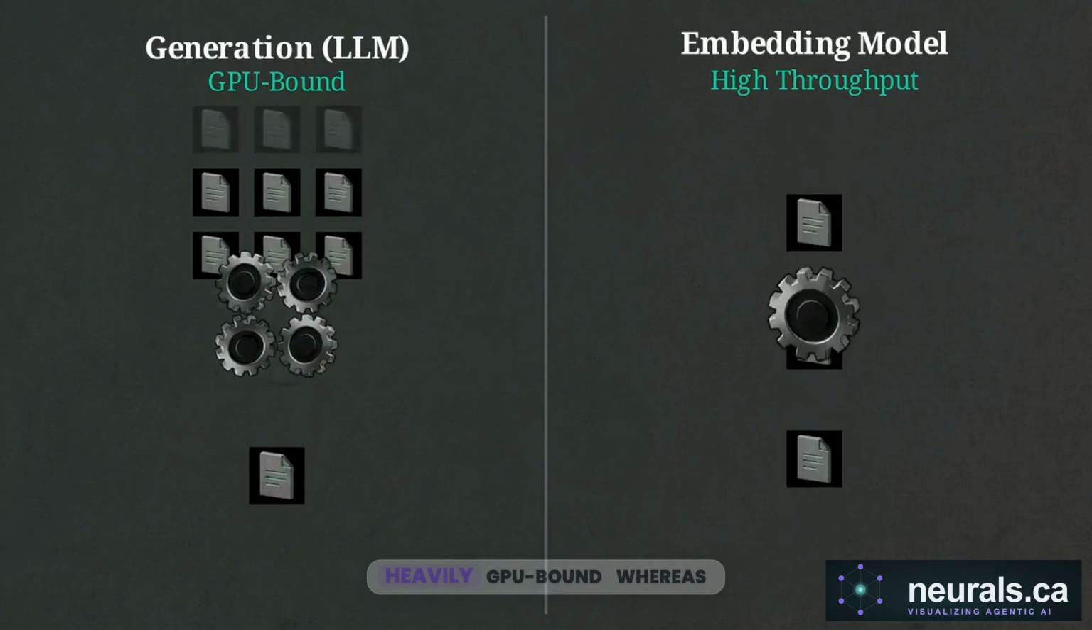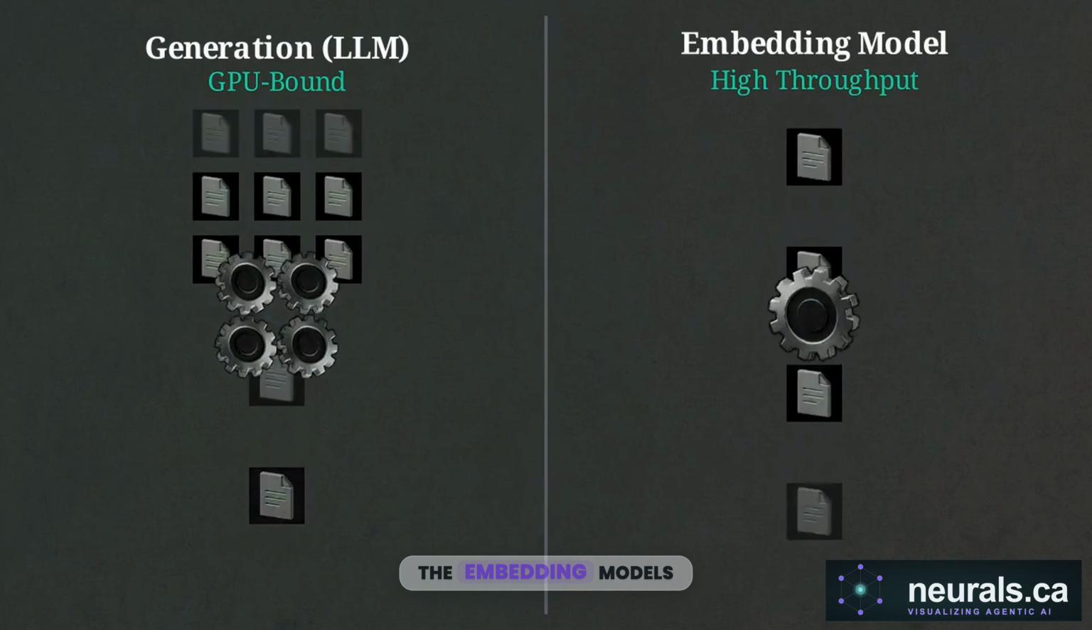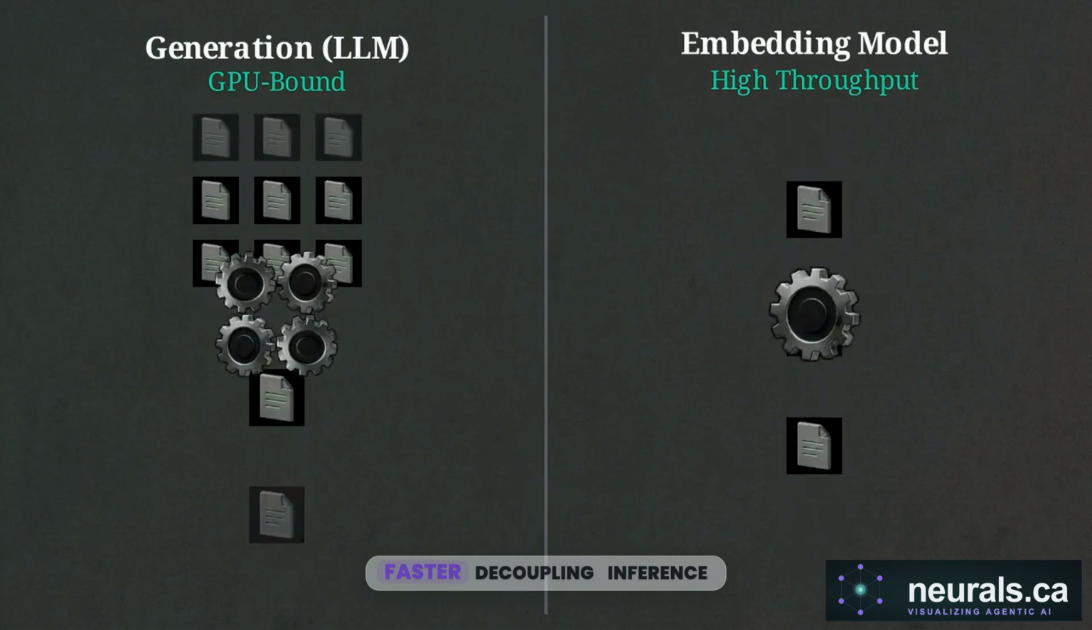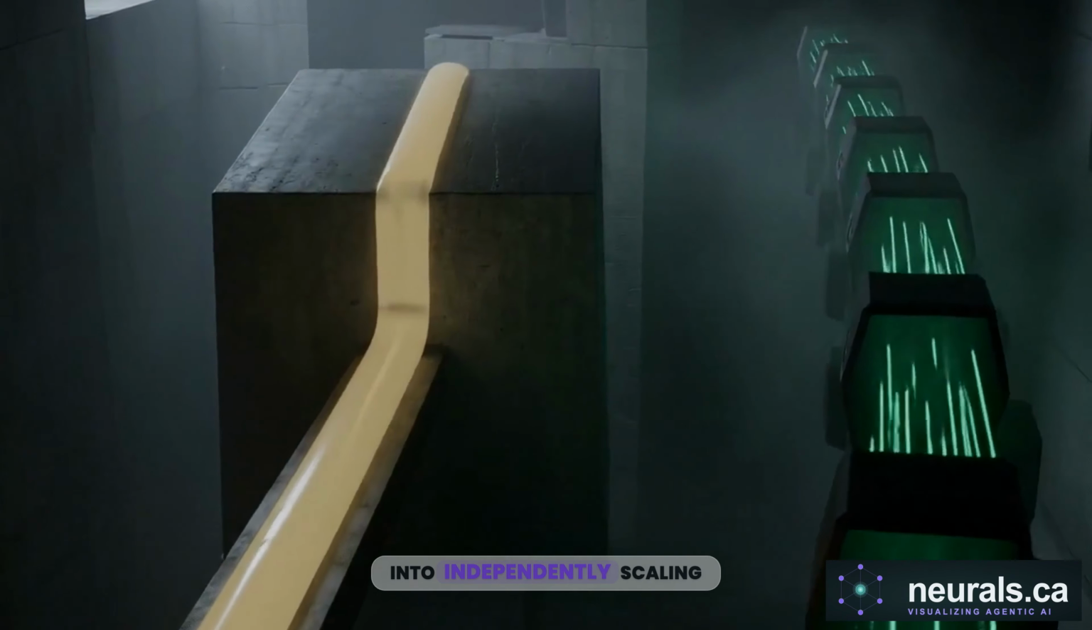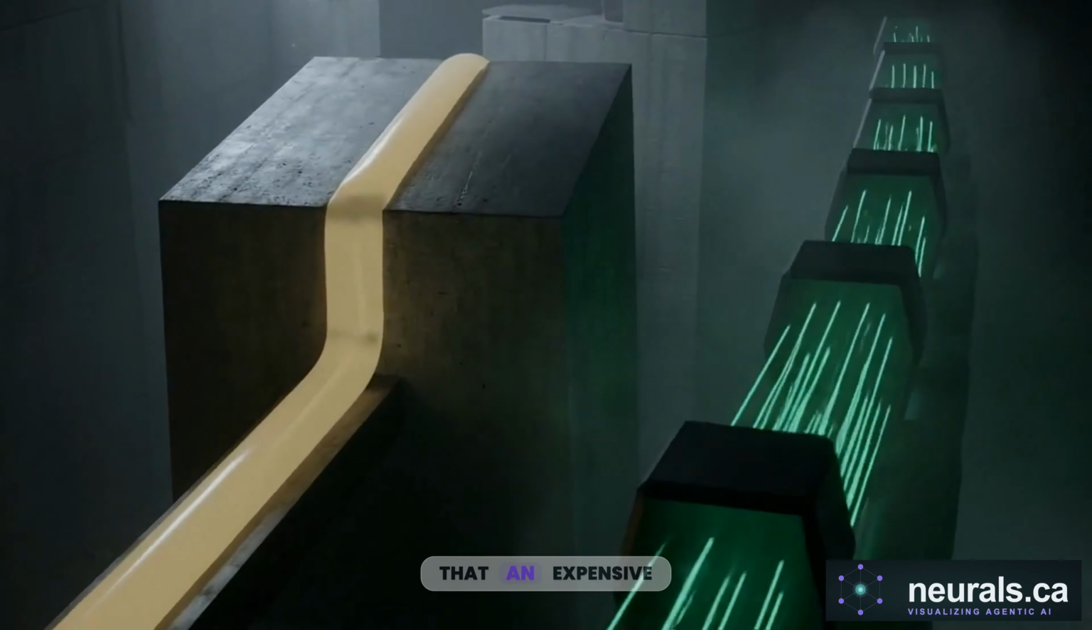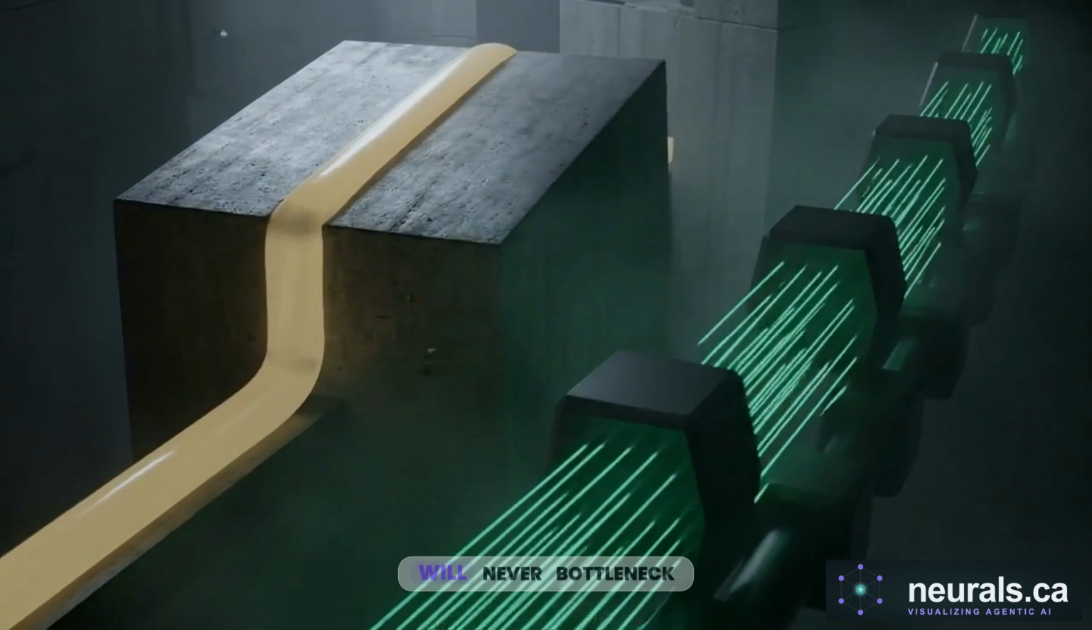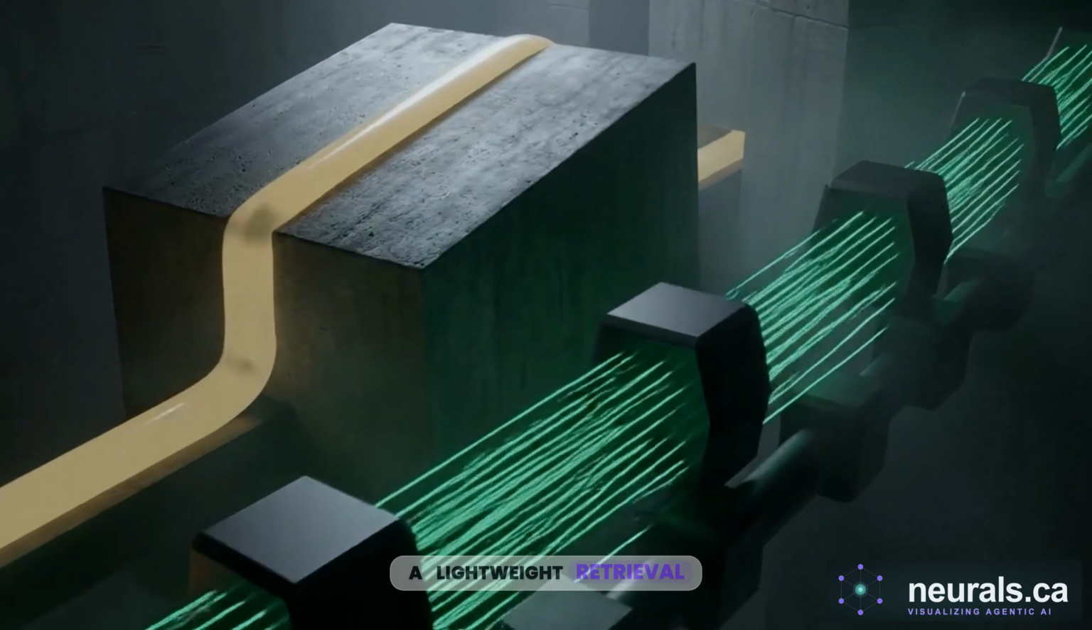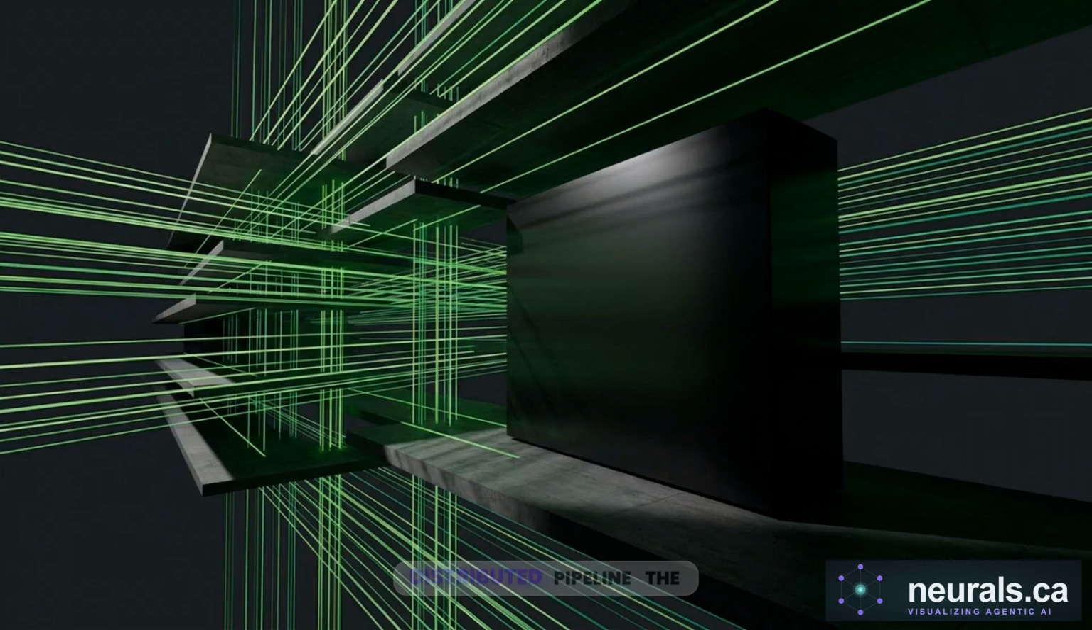Text generation is heavily GPU-bound, whereas the embedding models process text much faster. Decoupling inference into independently scaling replica groups ensures that an expensive, slow generation task will never bottleneck a lightweight retrieval query. We have built a massive distributed pipeline. The final architectural requirement is ensuring it consistently produces trustworthy, safe outputs.